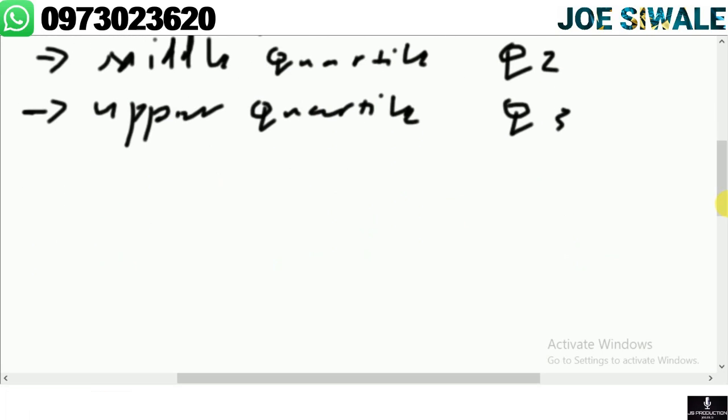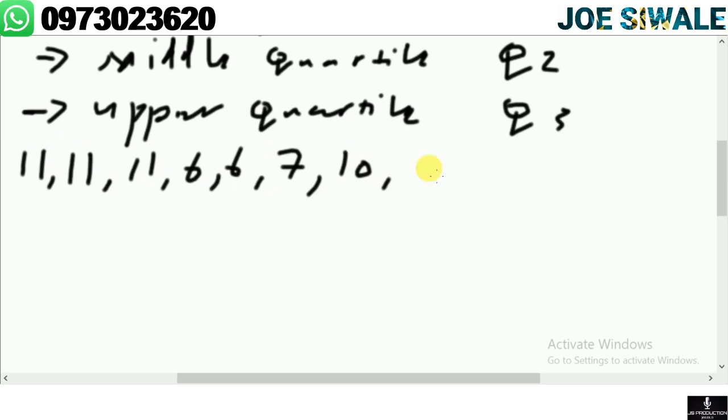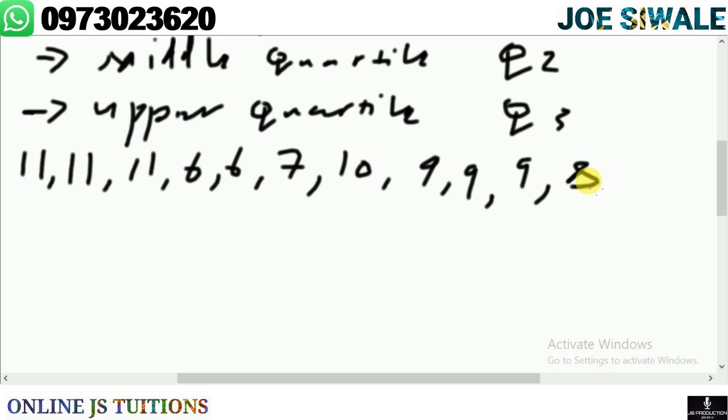So for the first example, if you have this information: 11, 11, 11, 6, 6, 7, 10, 9, 9, 9, and 8, and you have been told to find the lower quartile, middle quartile, and the upper quartile. So the first thing that we're going to do is to arrange these numbers in ascending order.